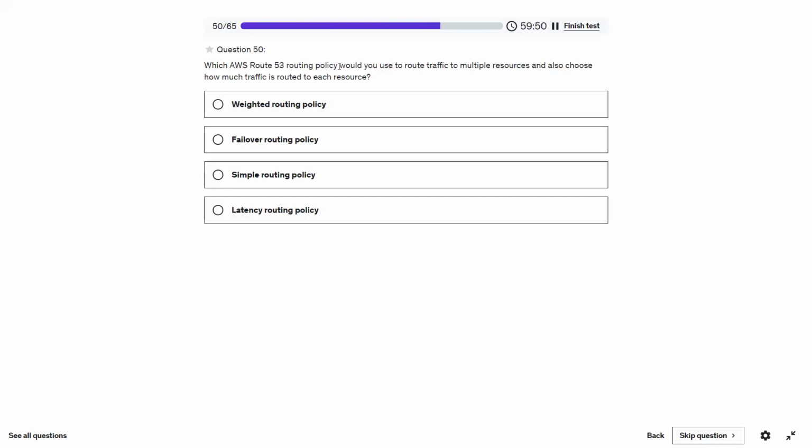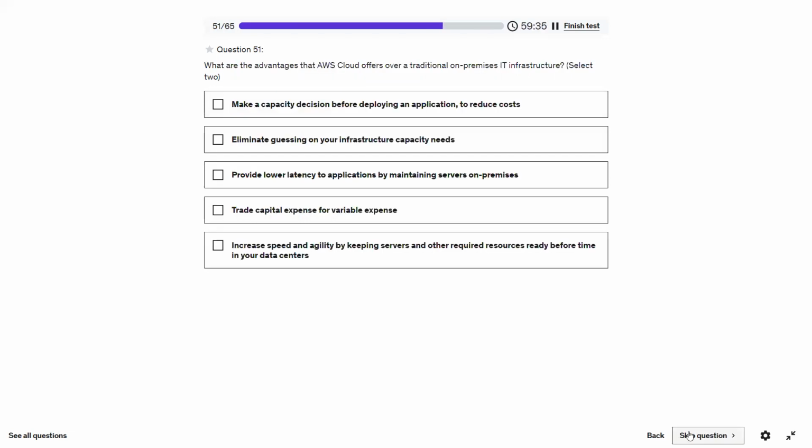Which AWS Route 53 routing policy would be used to route traffic to multiple resources, controlling how much traffic is routed to each resource? So that is weighted. So I want 75% of the traffic to go to this and 25% to that. So this is a weighted policy.